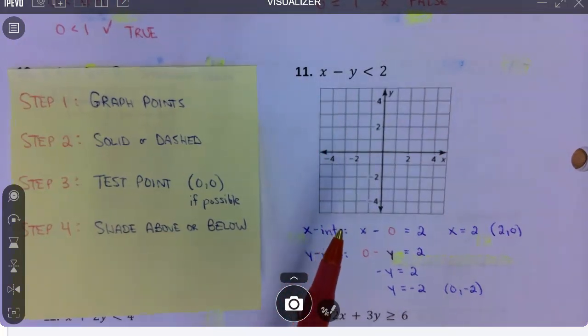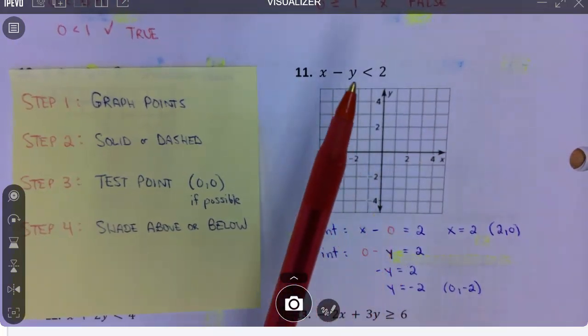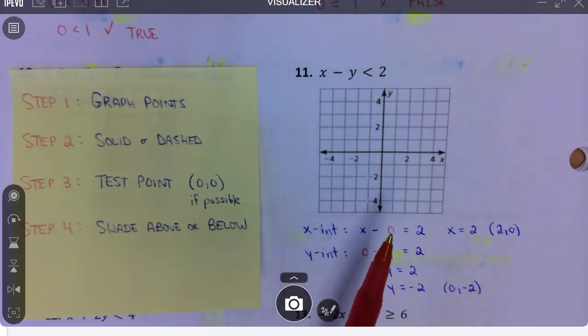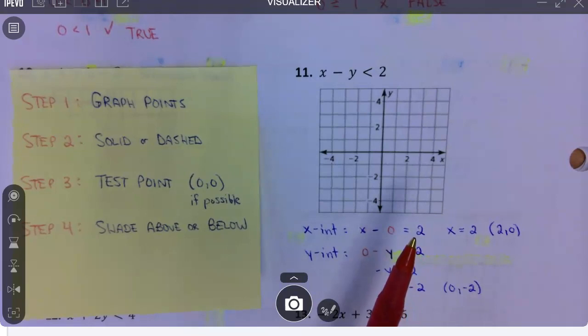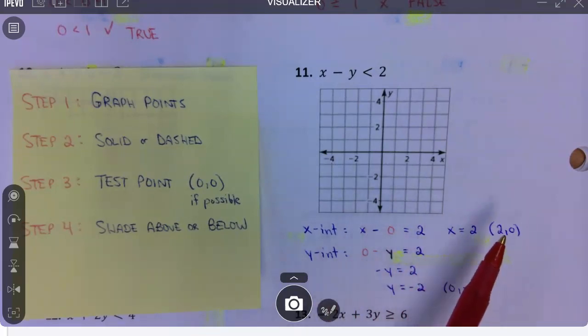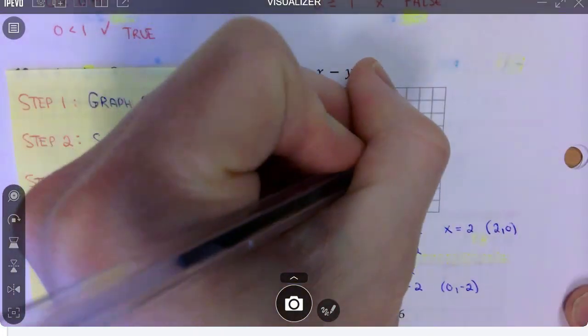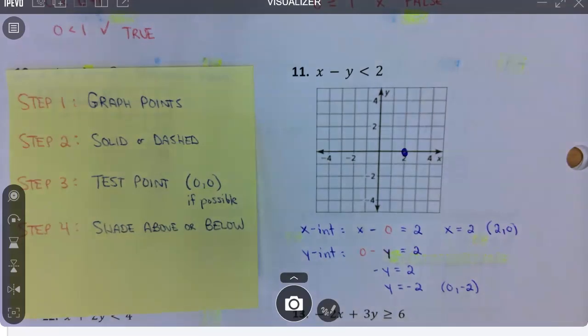So to find my x-intercept, I make the y value from the inequality 0, but I also treat it as an equation because that's going to help us with graphing. So as I solve this out for the x equals 2, which makes my x-intercept point 2, 0. So that point goes right there.